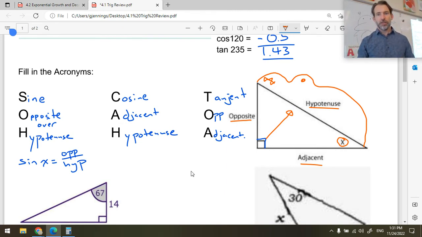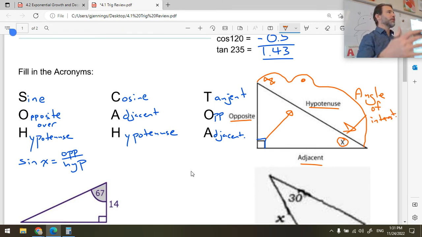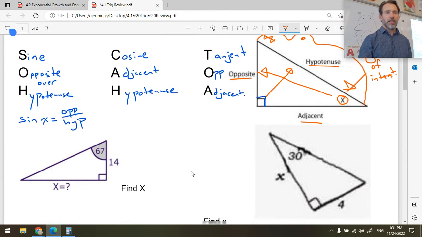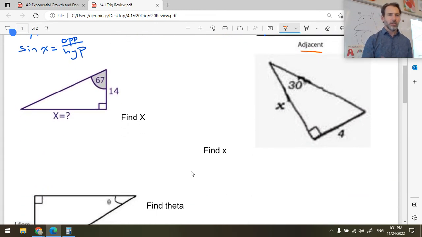Because we call this the angle of interest, x. That's just the one that we happen to be interested in, or the one that we measured. And then the opposite side is always across the triangle from it. Now let's go ahead and use our SOHCAHTOA to solve some of these problems.